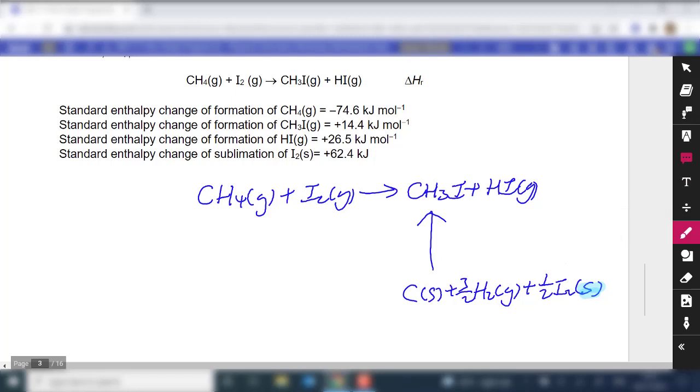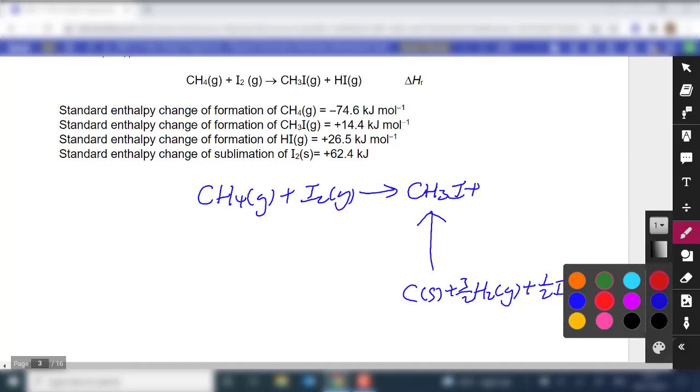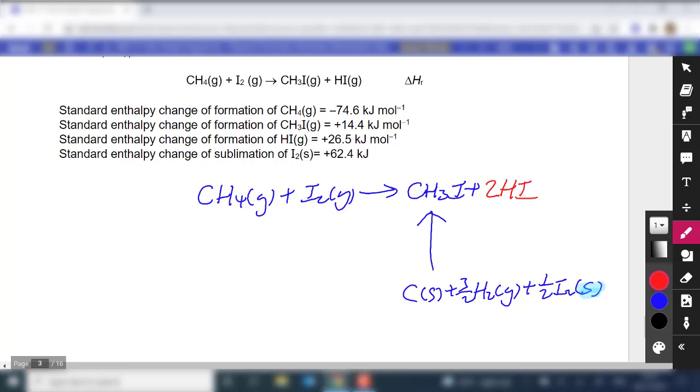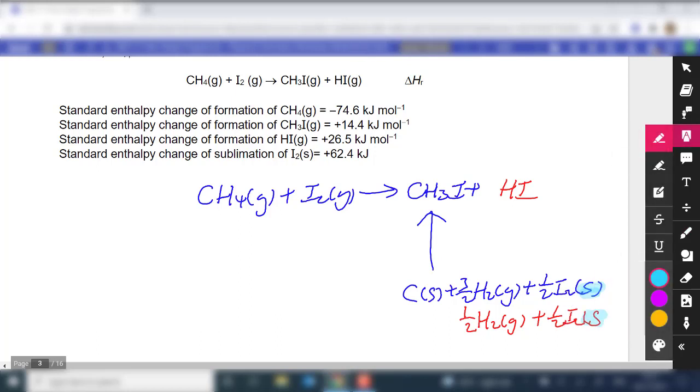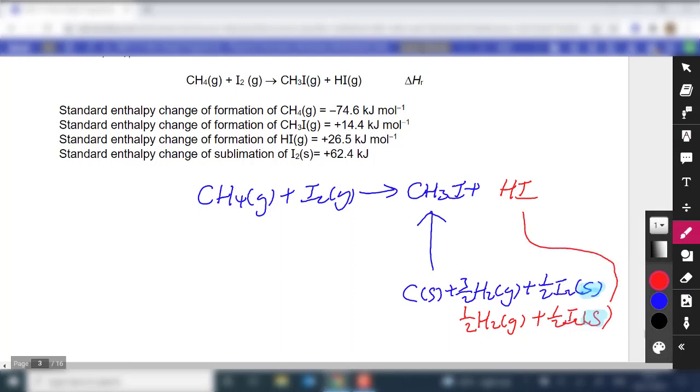Okay, right? Maybe I should color code this so that it might be a bit easier for you to follow. So I will just write in red. Okay, so plus HI. So in red here, I'm going to write out the definition for the enthalpy change of formation of HI. So that will be half H2 gas plus half I2 solid. So you notice that the standard state is still solid. Okay, so nothing has changed. So I'm just going to write the arrows here.